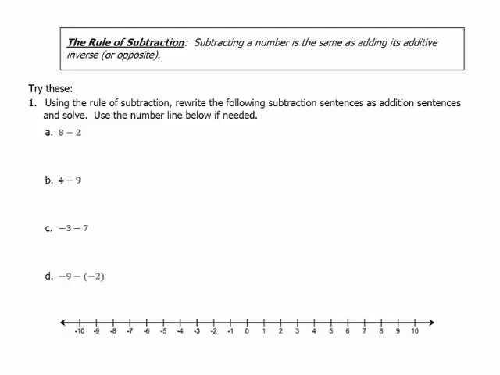So this tells me I have to keep the first number, 8. I have to change my subtraction to addition, and I have to take the opposite of the other. 8 plus negative 2. Well, 8 plus negative 2 is really 6. And if I went 8 and I counted down 2, I would end up at 6.